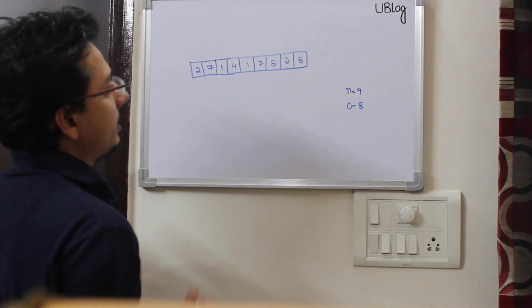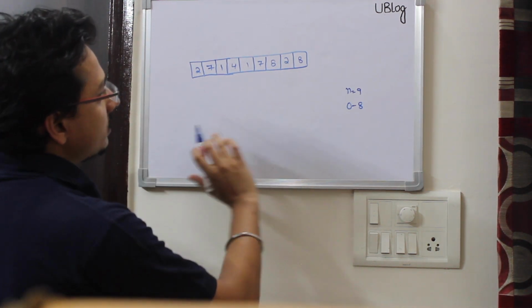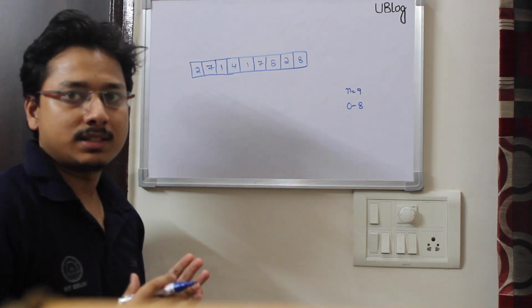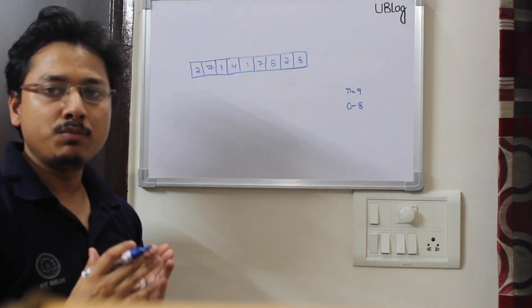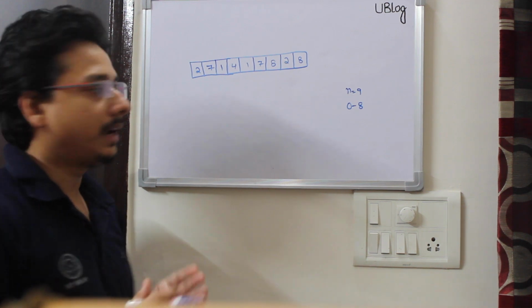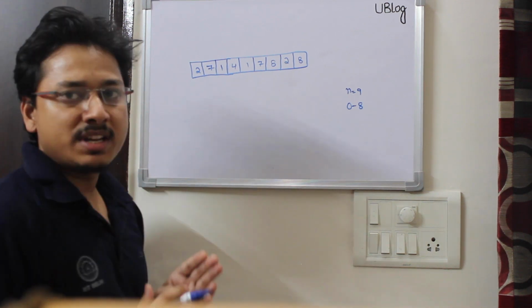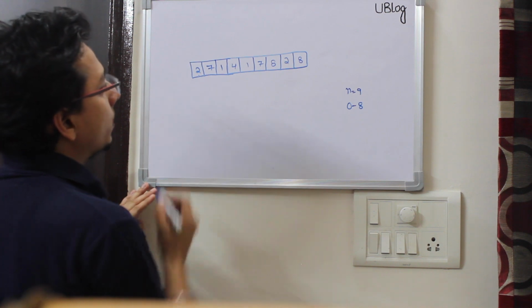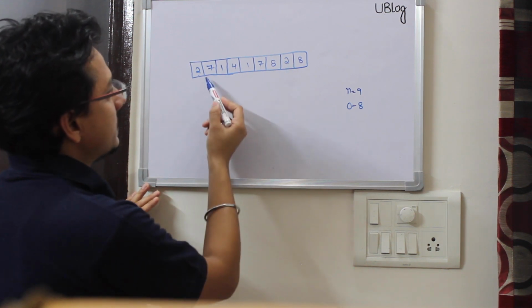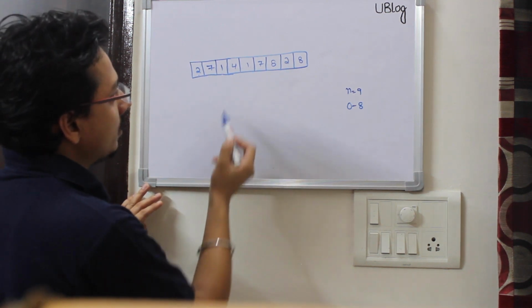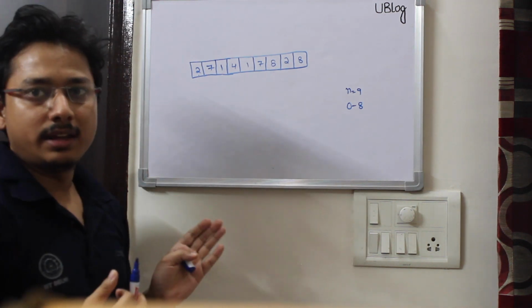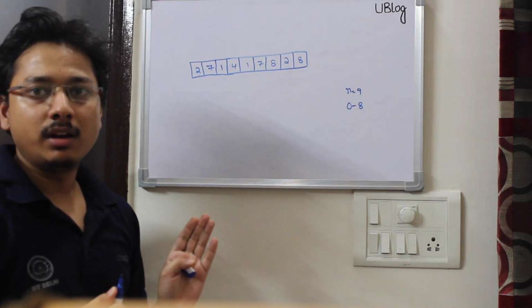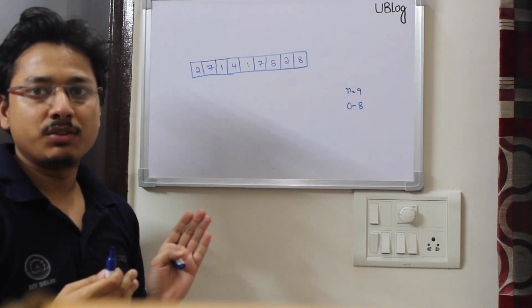We are given this array, and the size of this array is 9. The array can contain elements ranging from 0 to n minus 1, so 0 to 8, and any number can be present any number of times. Here 2 is present twice, 7 is present twice, 1 is present twice, 4 is present once, 8 is present twice. We need to return all the numbers which are duplicate.